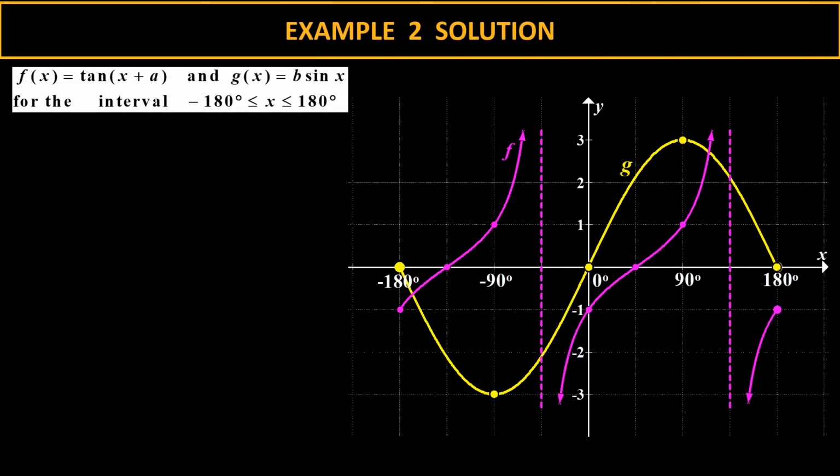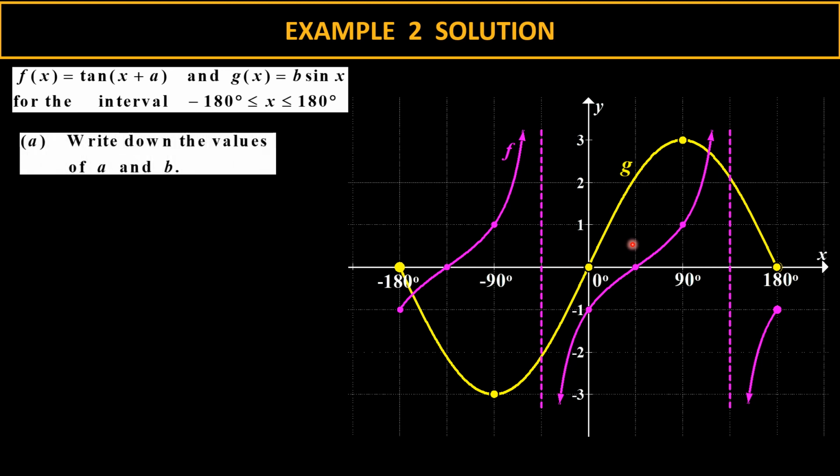Now let's consider the solution. There I've got the graph. The f graph is in purple and the g graph is in yellow for easy reference, and I've got the domain from negative 180 to 180. So the first question there is we want to determine the values of a and b. You can see a here is part of the tangent, and what does that plus a mean? That's correct, it's a horizontal shift.